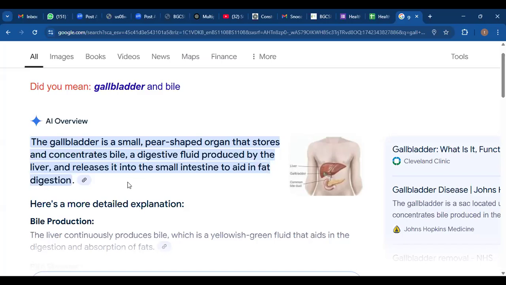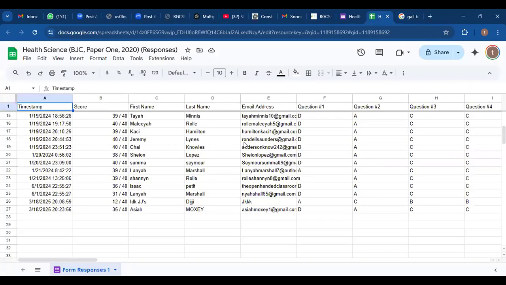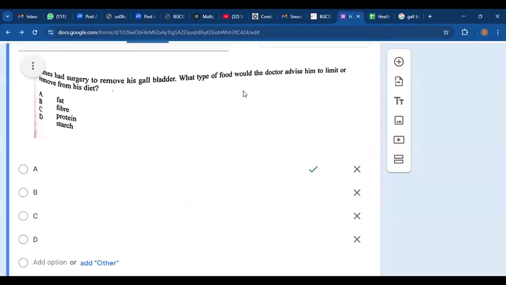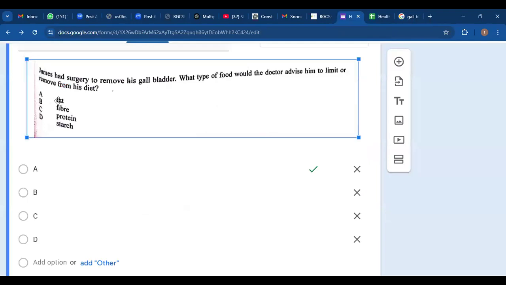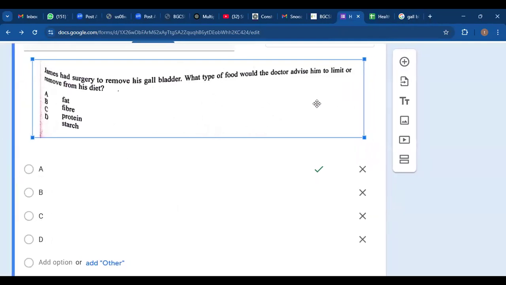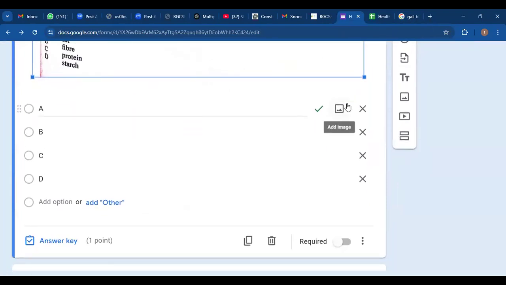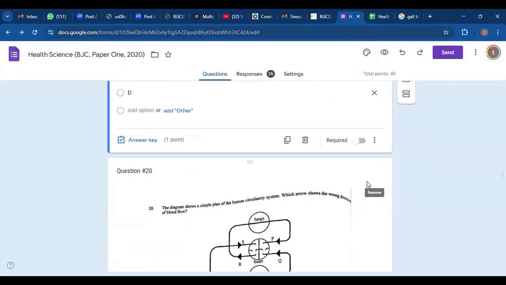So what does that mean? That means that the liver makes the bile, but bile is stored where? In the gallbladder. And bile helps with fat digestion. So he would need to not eat a lot of fatty food, because you need bile to digest that. And if you don't have that anymore, then how could you digest an apple?